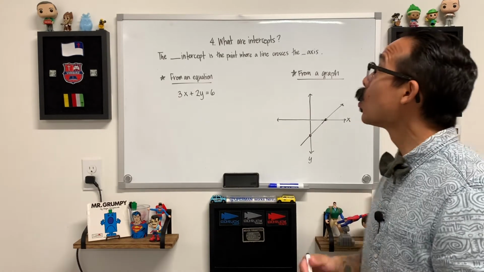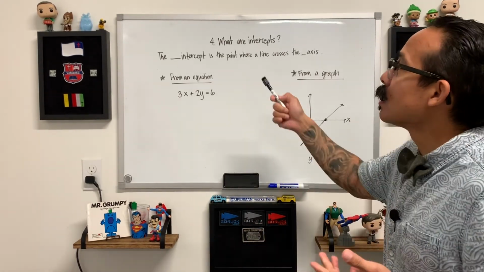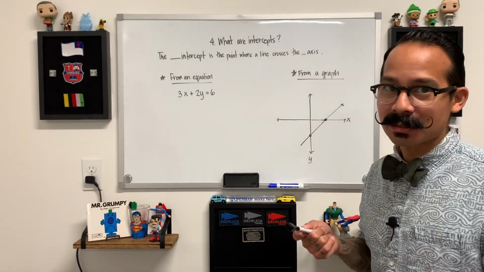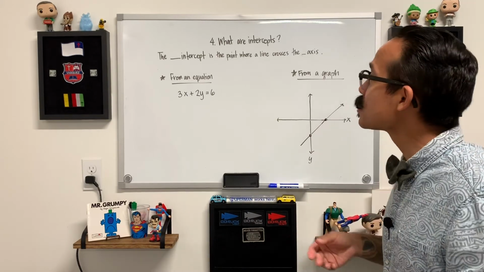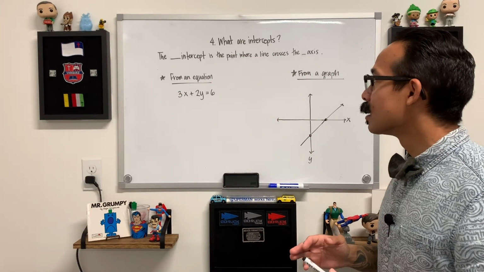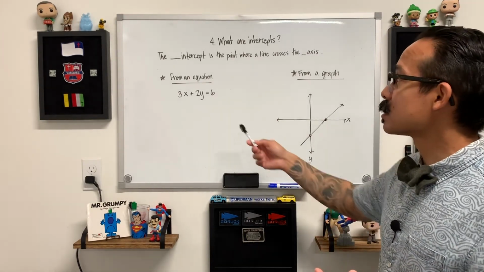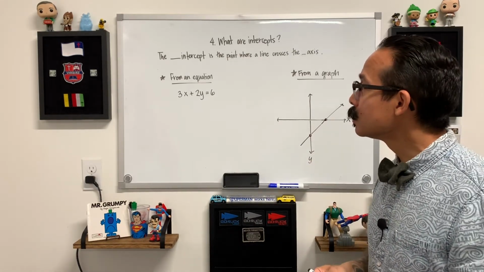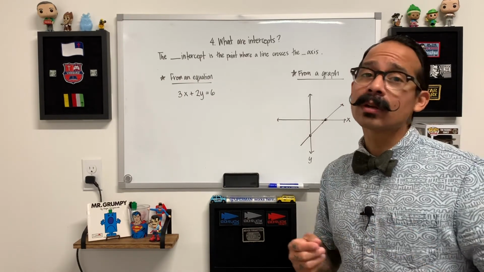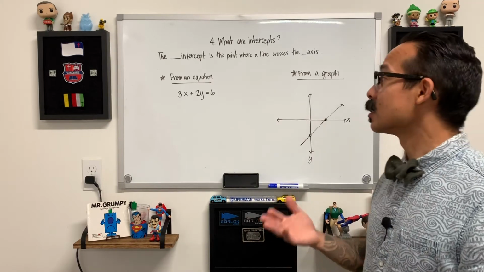Example number 4. What are intercepts? Well, the x-intercept is the point where a line crosses the x-axis. You can say the same thing for the y-intercept. The y-intercept is the point where a line crosses the y-axis. And we can find both the x and y-intercepts in a couple of different ways. From an equation, like 3x plus 2y is equal to 6, we can set one of the variables to 0 and then solve for the other to find its intercept.